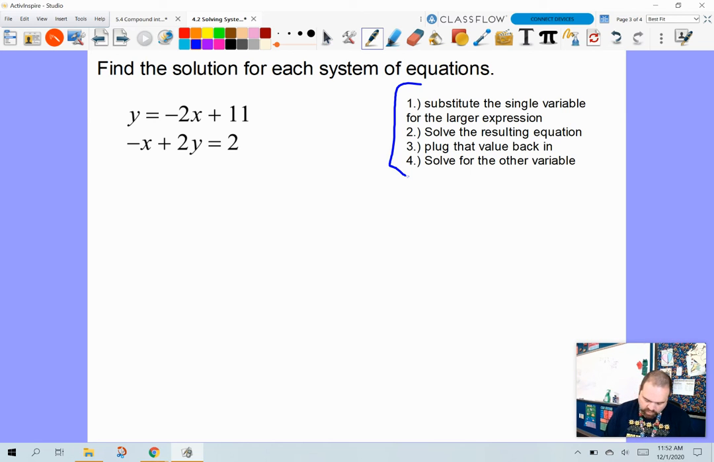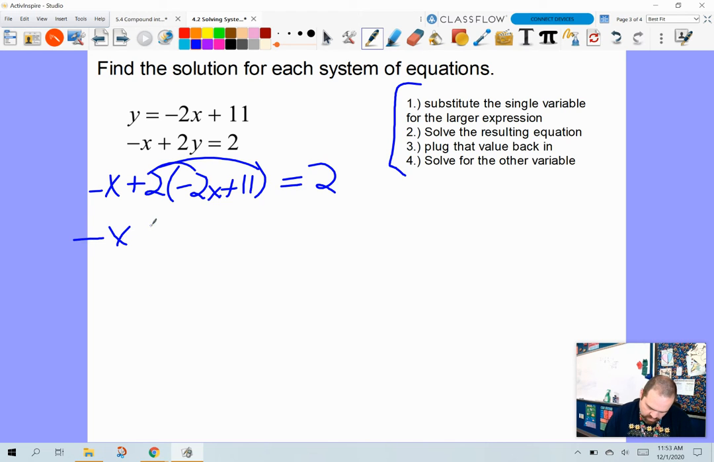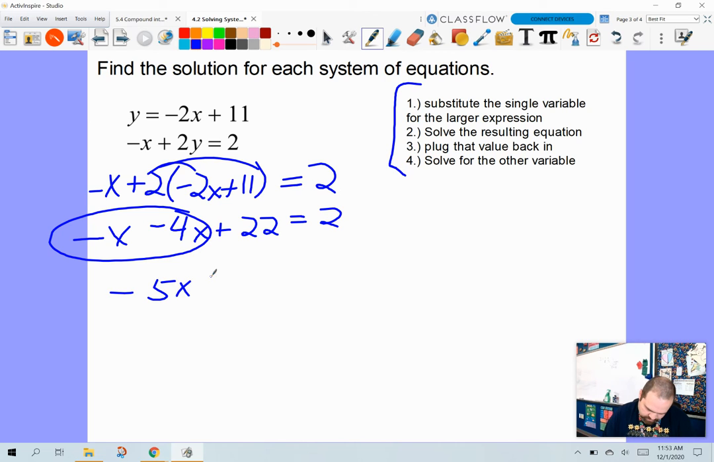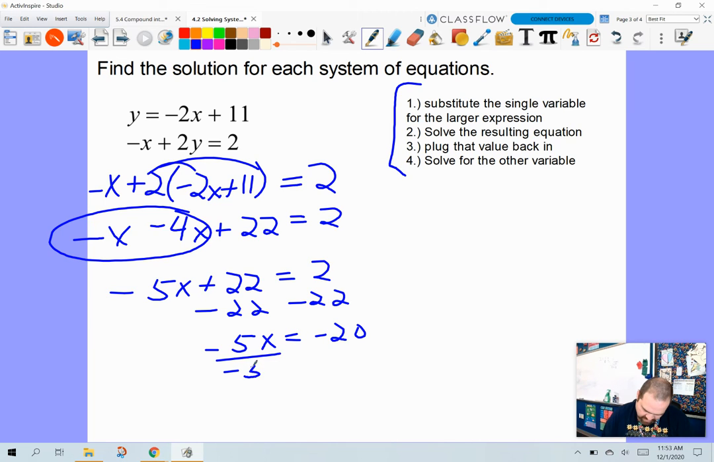I'm going to go through this one pretty quick. I'm going to take out my y value from my standard equation and put in negative 2x plus 11. That equals 2. I'm going to distribute. So that is negative 4x plus 22 equals 2. Combine my x terms, so that's negative 5x. Subtract 22. So that's negative 20. Divide out my negative 5. My x value is 4. So in my solution, my point is 4, comma, and I just need to figure out the y.